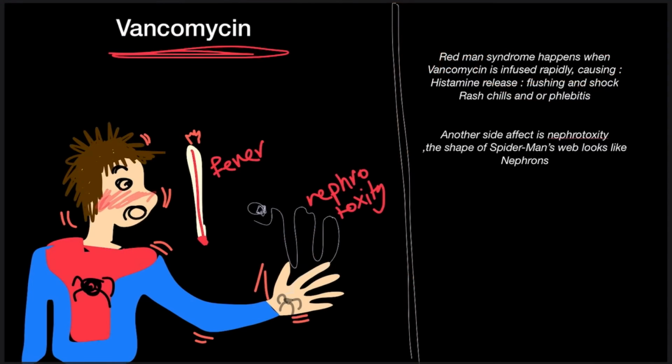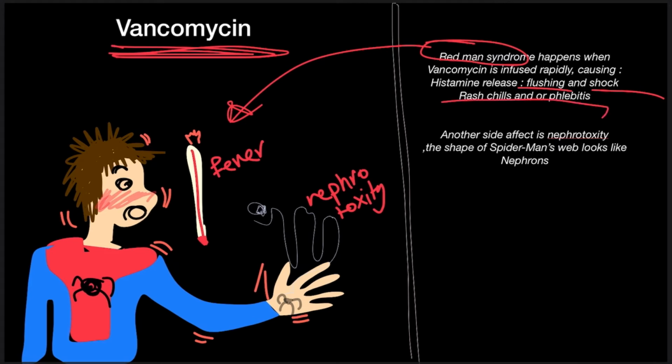The last cell wall inhibitor is vancomycin. Remember that vancomycin is not a beta-lactam. So, when you infuse vancomycin too rapidly, it will result in increased histamine release. And this increased histamine release can cause flushing and shock. It's what we call red man syndrome. Or we can just remember Spider-Man. So we're going to have rash and chills in addition to phlebitis. And remember that phlebitis actually happens whenever you have an infusion.